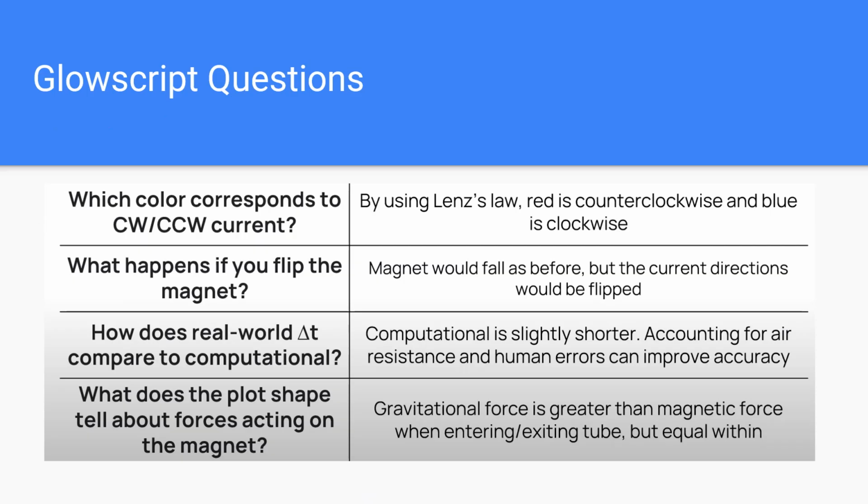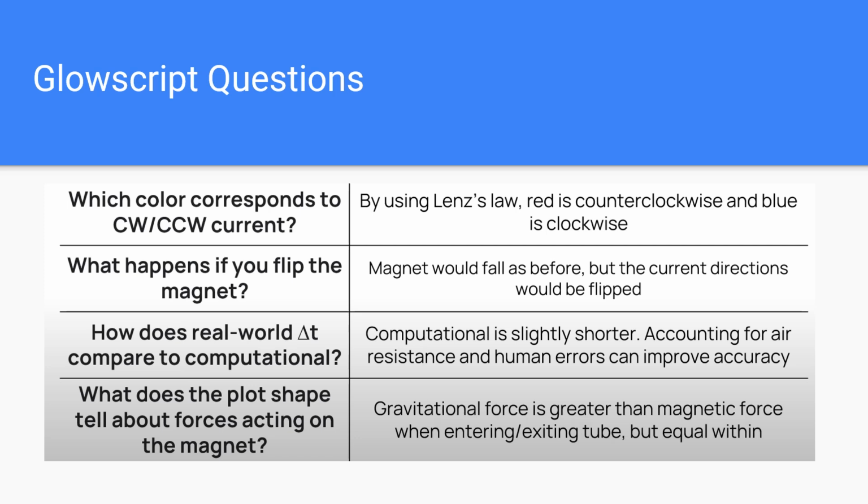For the glow script questions, which color corresponds to clockwise/counterclockwise current? By using Lenz's law, red is counterclockwise and blue is clockwise. What happens if you flip the magnet? The magnet would fall as before, but the current directions would be flipped. How does real world delta T compare to computational? Computational is slightly shorter. Accounting for air resistance and human errors can improve accuracy.